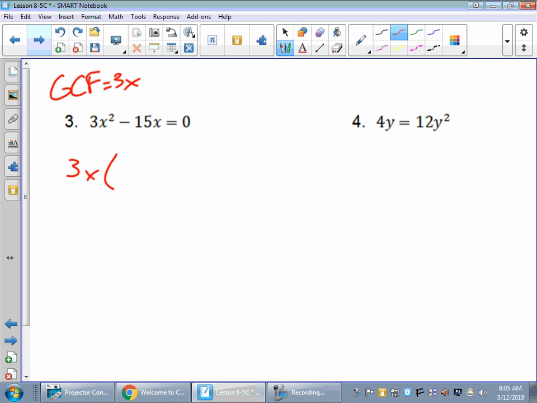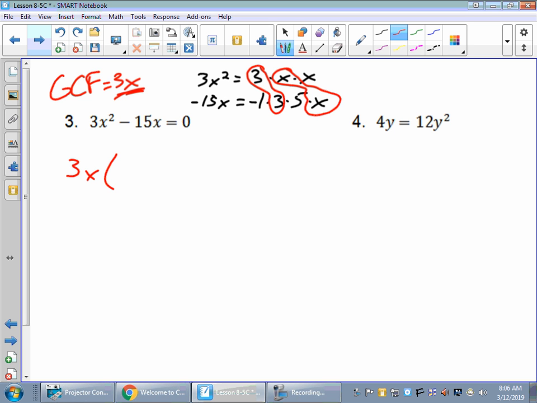If you didn't know how to do it mentally or just by kind of dividing, remember you can always use the prime factorization tree. 3x squared would be 3 times x times x, remember? And then -15x would be -1 times 3 times 5 times x. So now we look for the numbers that we have in common in both. Well, they both have a 3. They both have an x. So 3x would be our greatest common factor. That's what we pull out.